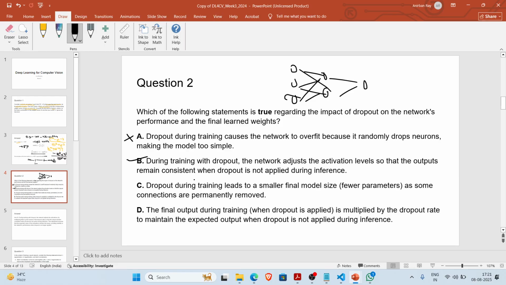Dropout in training leads to smaller final model size, fewer parameters, as some connections are permanently removed. So that is wrong. No, none of the connections are permanently removed. They are removed with a probability p. The final output during training when dropout is applied is multiplied by the dropout rate to maintain the expected output when. Acha, so that is not done. Okay.